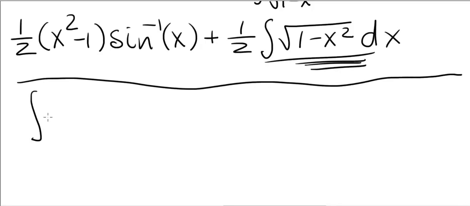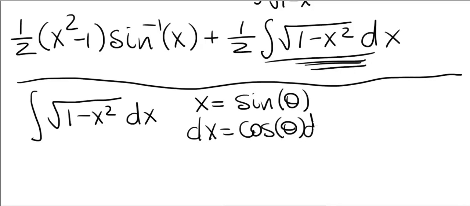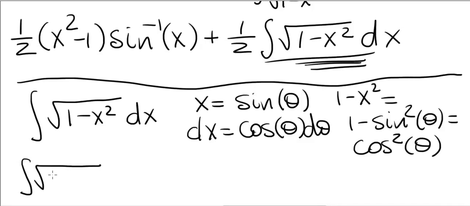So now we want to evaluate the integral of the square root of 1 minus x squared. That's where we use trigonometric substitution. Let x equal sine of theta. dx is equal to cosine of theta d theta. 1 minus x squared becomes 1 minus sine squared of theta, which is of course cosine squared of theta. So this integral now looks like this. It is the square root of cosine squared of theta times cosine of theta d theta.